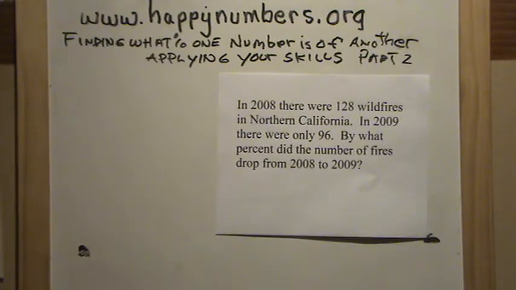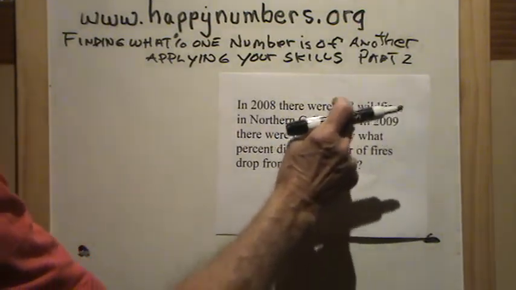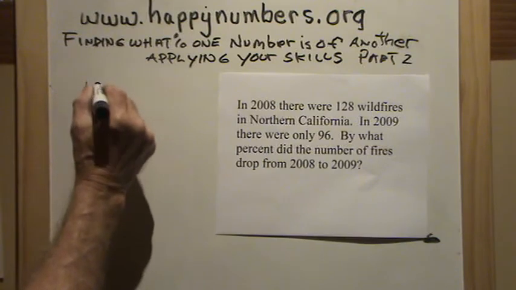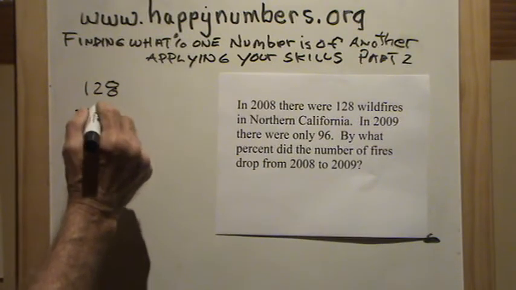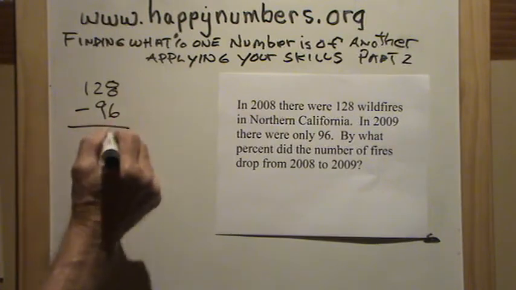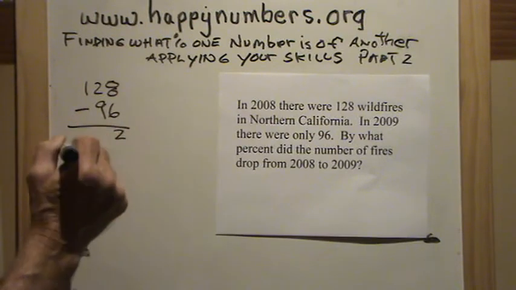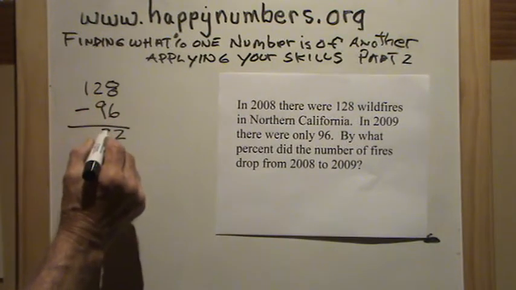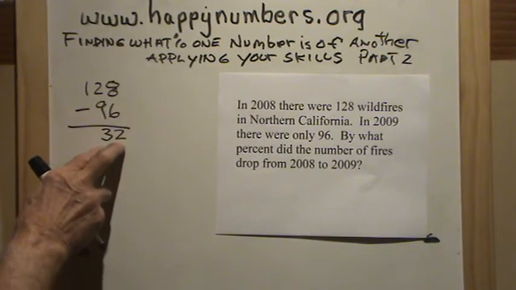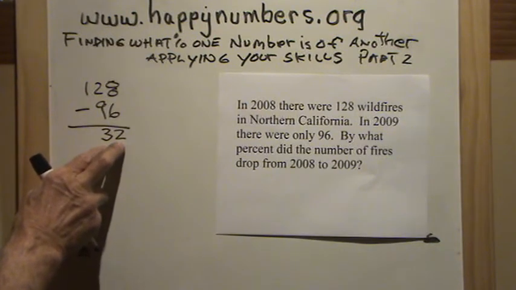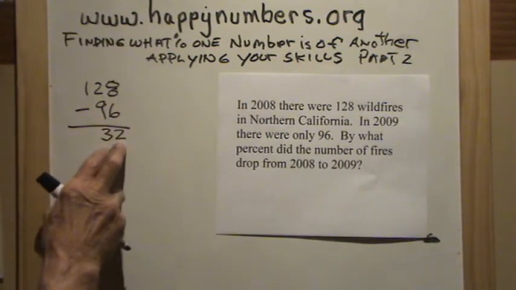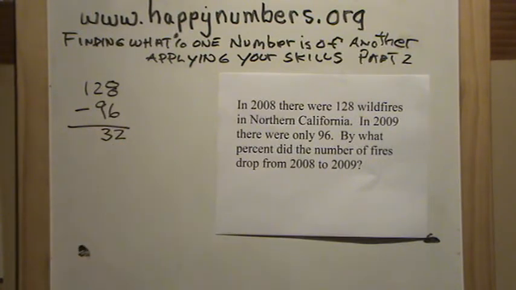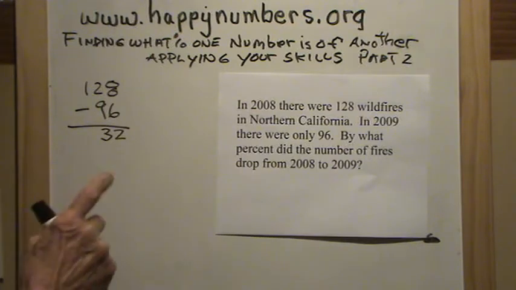Okay. Well, we need to find, first of all, how many fires were less. So we have to subtract 128 minus 96. 8 take away 6 is 2. And 12 take away 9 is 3. So there were 32 fewer fires in 2009. But we want to know what percent drop that was. Oh, there goes our timer. That's okay. We'll finish this.